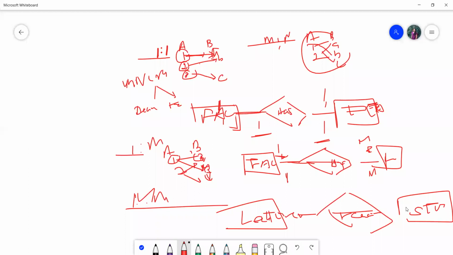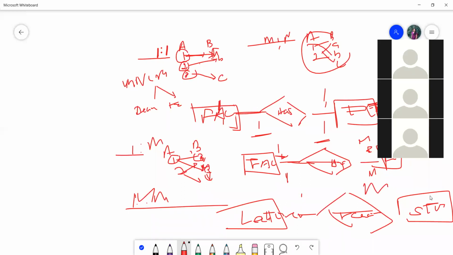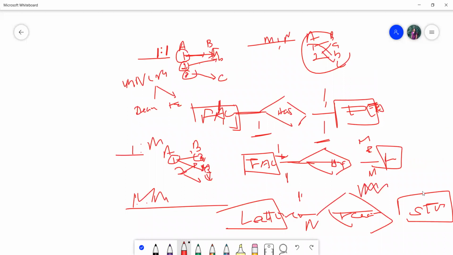When we consider a lecturer, she teaches many students. When we consider one student, he or she is taught by many lecturers. Okay, one lecturer teaches many students, and one student is taught by many lecturers. So on this side the maximum value is m, on this side the maximum value is n. So many to many relationship. Is it clear?